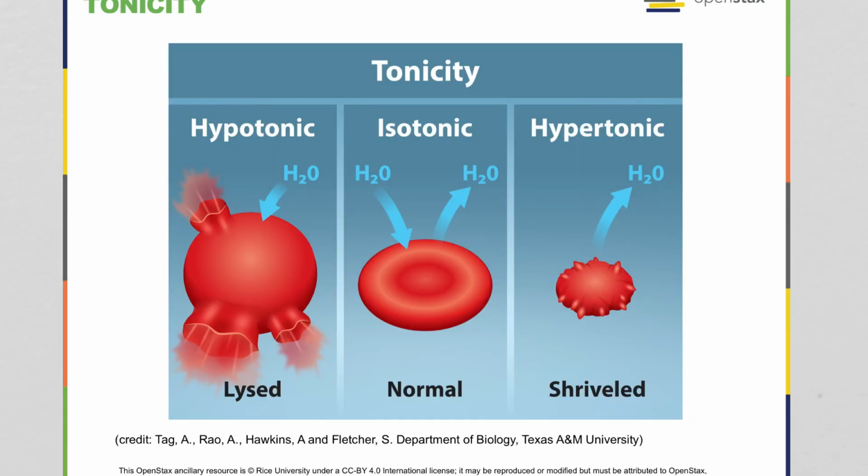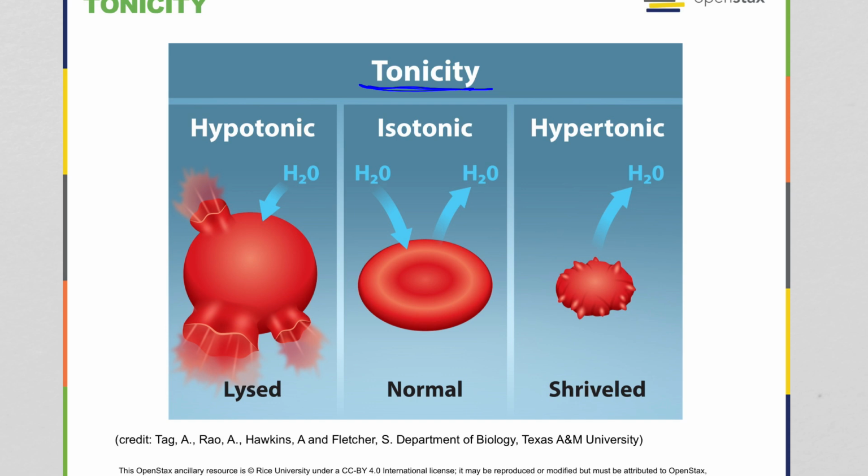Right. This concept matters an awful lot for actual living cells because if you have diffusion gradients and water moves, you can make cells either expand and burst or shrink and shrivel up. And so tonicity is really just asking the question, is the concentration of solutes, remember solutes just means dissolved molecules, is it the same on both sides of the cell?